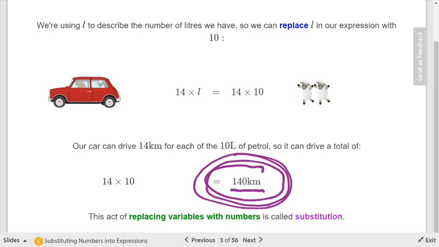So I want you to do one. Everybody ready? I want you to do the same thing, but I want to see how far you could go on 6 liters of petrol. Okay. Already? You've got them? Pardon? Oh, be careful. Look at your formula.